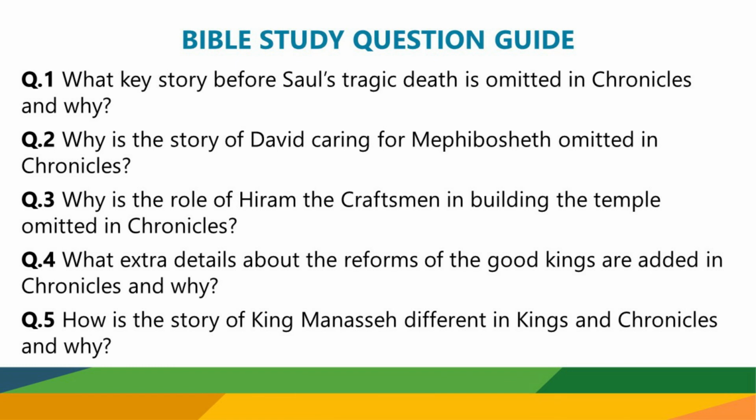For example, what key story before Saul's tragic death is omitted in Chronicles, and why? Why is the story of David caring for Mephibosheth omitted? Why is the role of Hiram the craftsman in building the temple omitted? What extra details about the reforms of good kings are added in Chronicles? And how is the story of King Manasseh different in Kings and Chronicles, and why?